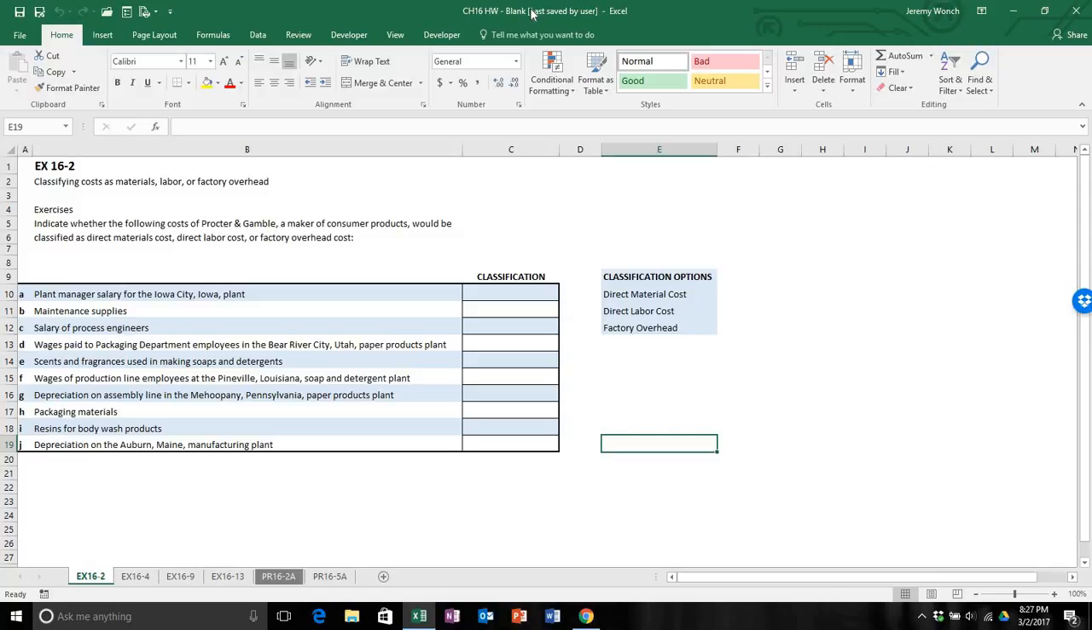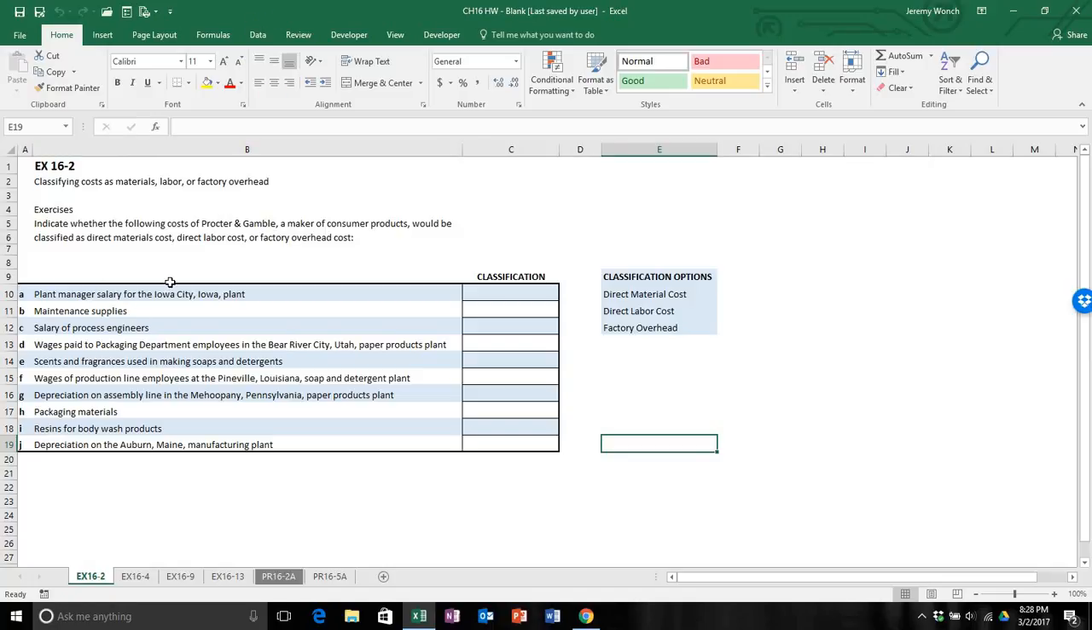And so we need to designate each one of these costs as direct material, direct labor, or factory overhead. The difference between the three: a direct material cost is going to be material that is significant and directly related to the product or cost object that we're working on. Direct labor is going to be the labor that's directly related to that cost object. And factory overhead cost is going to be part of the manufacturing process related to the product, but maybe not directly related or not significant. And so let's go ahead and jump right in.